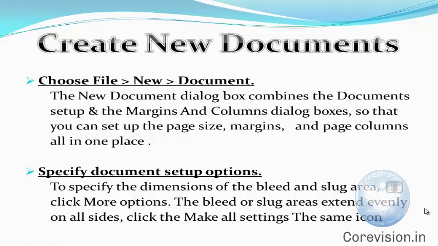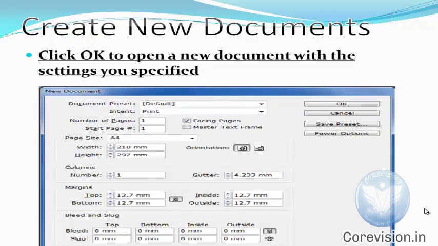Specify document setup options. To specify the dimensions of the bleed and slug area, click More Options. The bleed or slug area extends evenly on all sides. Click the Make All Settings the Same icon. Click OK to open a new document with the settings you specified.